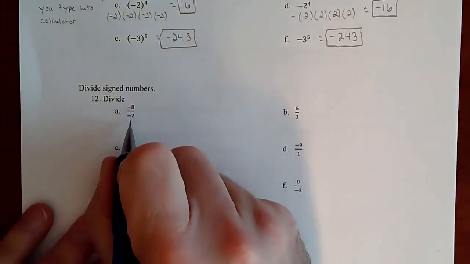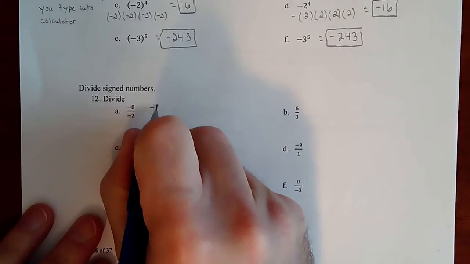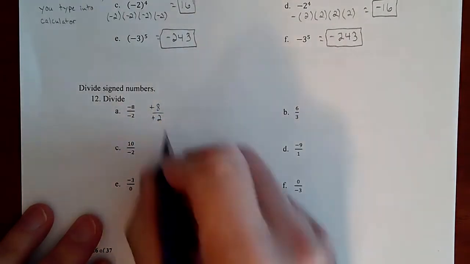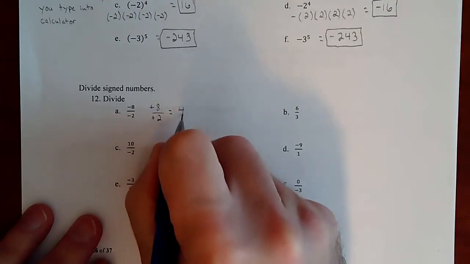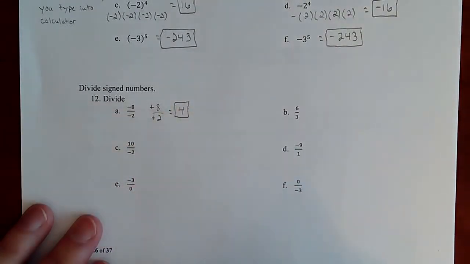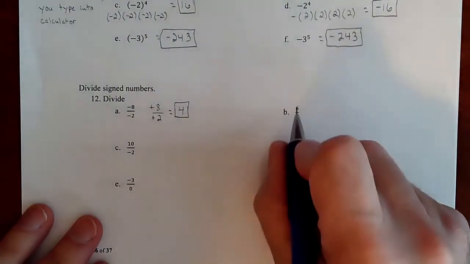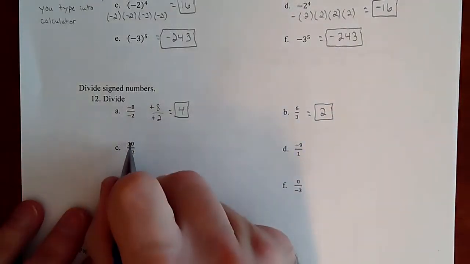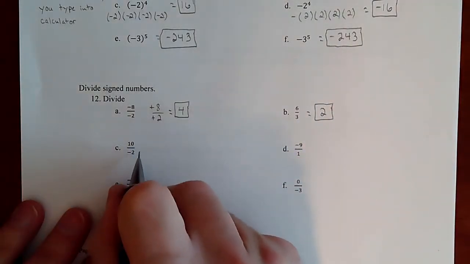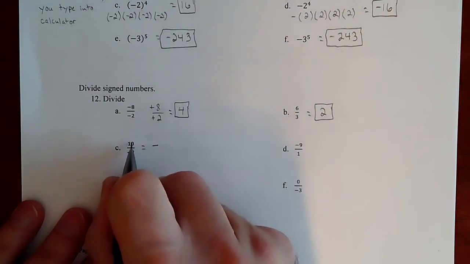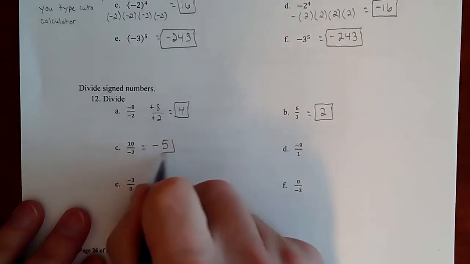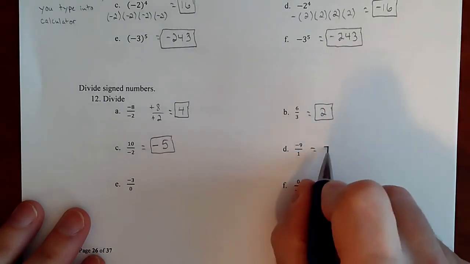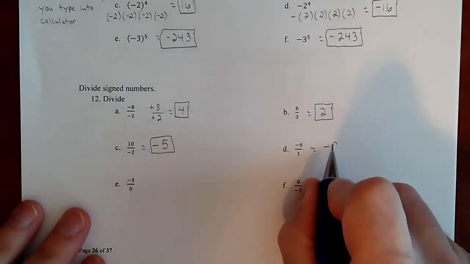So a negative divided by a negative here is negative 8 divided by negative 2. Negative divided by a negative is a positive, and then it's 8 divided by 2, which is 4. Positive divided by positive is positive. 10, positive divided by a negative is a negative, and then 10 divided by 2 is 5. Negative divided by a positive is negative. 9 divided by 1 is just 9.